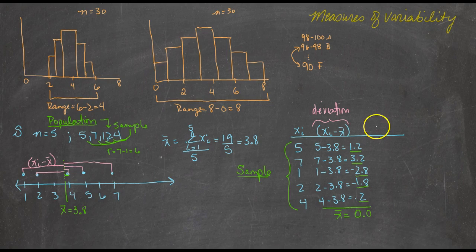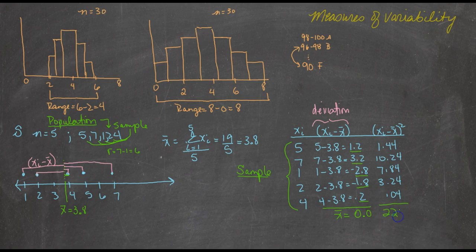If I took the deviations and squared them, then I get 1.44, 10.24, 7.84, 3.24, and 0.04. And when I average these, I get... Oh, not when I average them, when I sum them, when I add them all up.